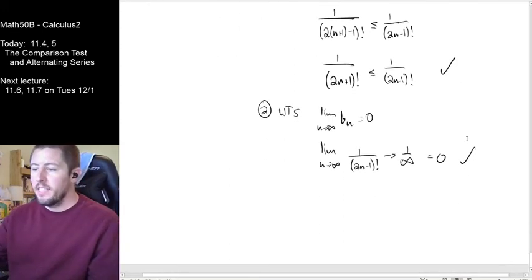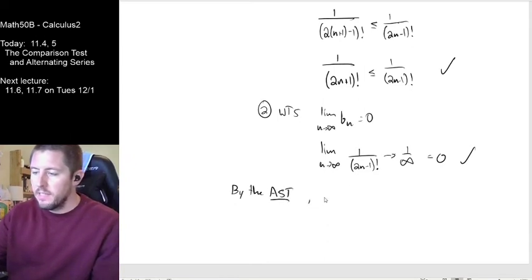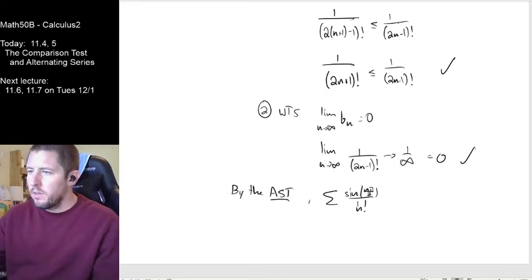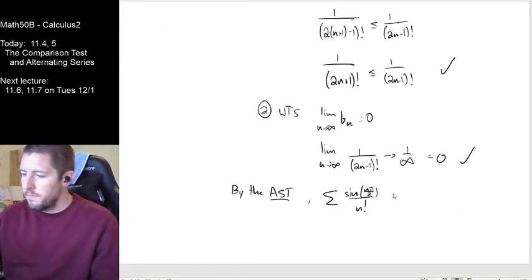So what it looks like is the case is that we can now claim, by the AST, by the alternating series test, that the series of sine of n pi over 2 over n factorial... Oh, yeah, right? N factorial? Isn't that all that was? Just, yeah, n factorial converges.